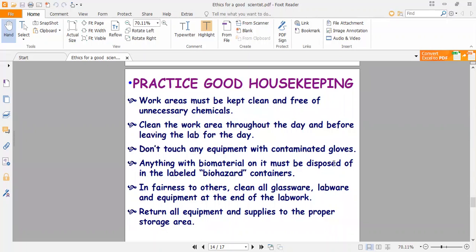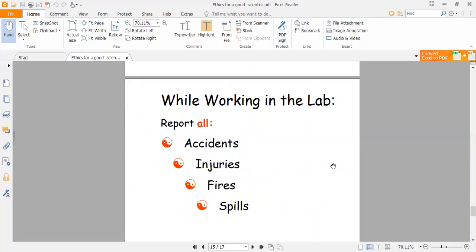There are some other housekeeping practices needed in the lab. Your work area must be very clean and free of all unnecessary things. Do not touch any equipment with contaminated gloves. Anything with biomaterial on it must be disposed of in the labeled biohazard containers, and clean all glassware, labware, and equipment at the end of the day, and also return all equipment and supplies to the proper storage area at the end of the day.